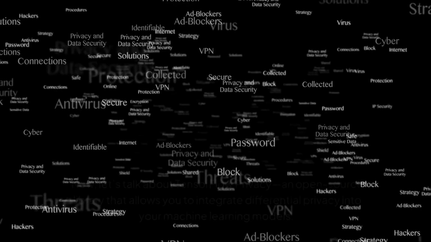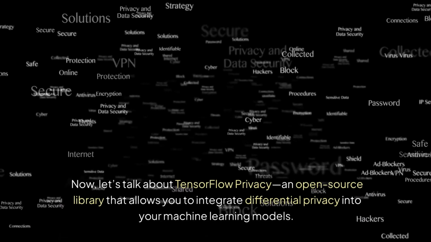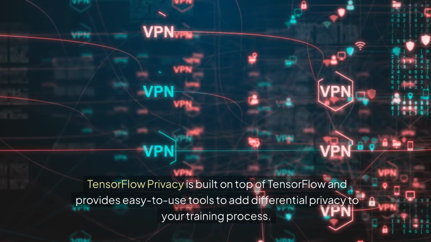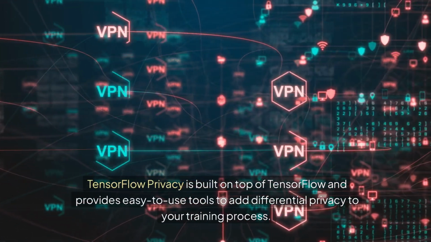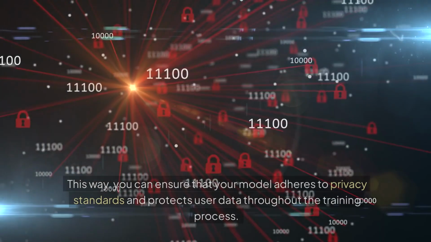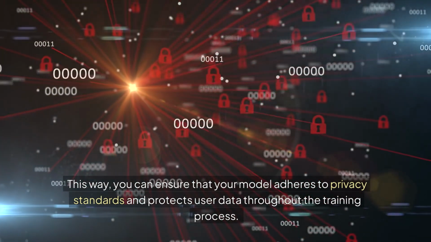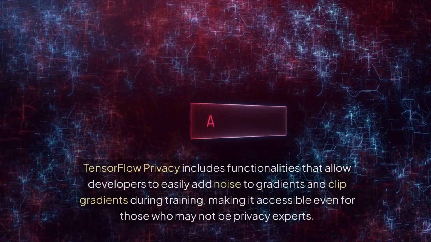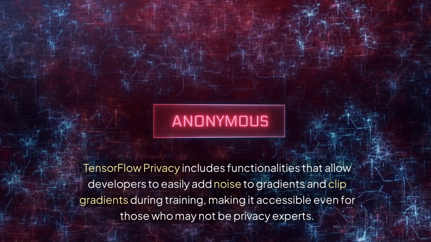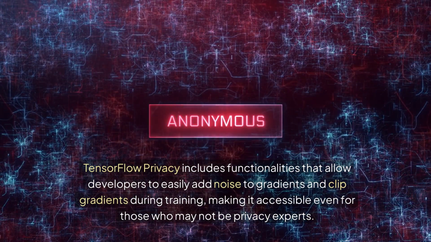By incorporating differential privacy, organizations can build user trust, comply with legal requirements, and maintain a competitive edge in a privacy-conscious market. Now, let's talk about TensorFlow Privacy, an open-source library that allows you to integrate differential privacy into your machine learning models. TensorFlow Privacy is built on top of TensorFlow and provides easy-to-use tools to add differential privacy to your training process. This way, you can ensure that your model adheres to privacy standards and protects user data throughout the training process. TensorFlow Privacy includes functionalities that allow developers to easily add noise to gradients and clip gradients during training, making it accessible even for those who may not be privacy experts.